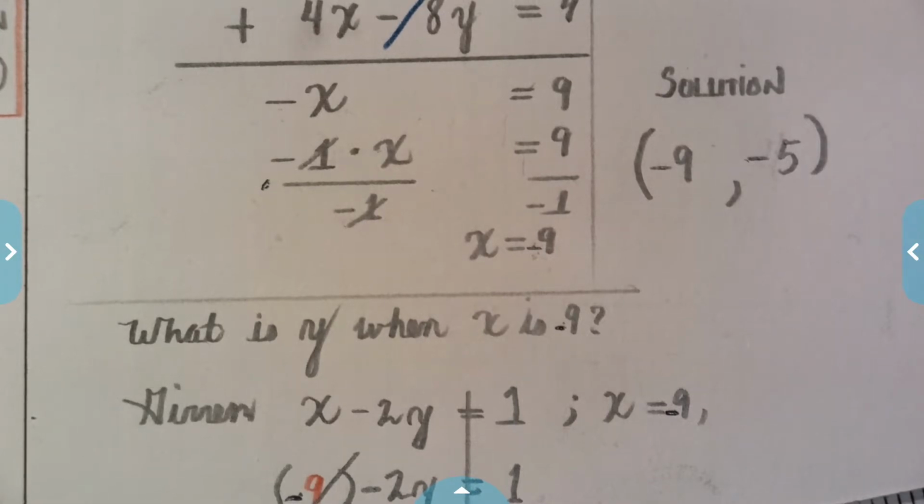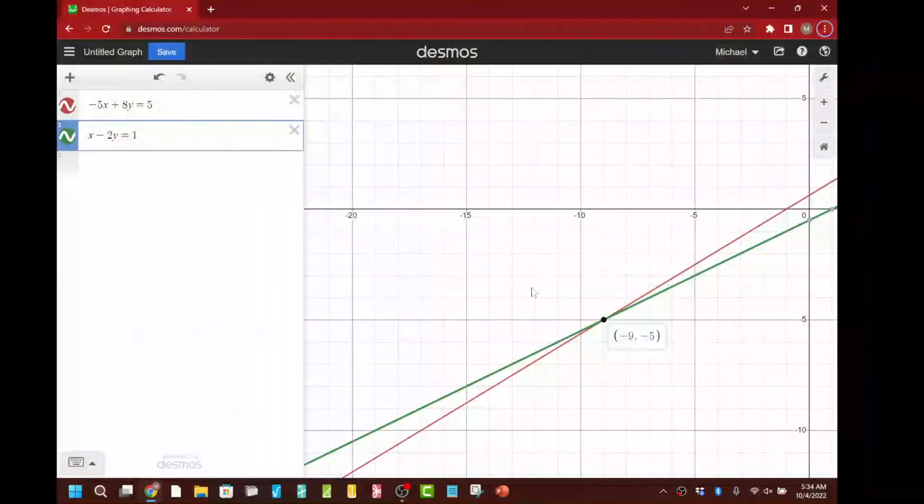Okay, so here we are looking at the equations. Sure enough, negative 9 comma negative 5 is the solution for that system. So it looks like, there, I think you can see it now. We're looking here at the graph, and you can see that the lines cross at negative 9 comma negative 5 for this system of equations.